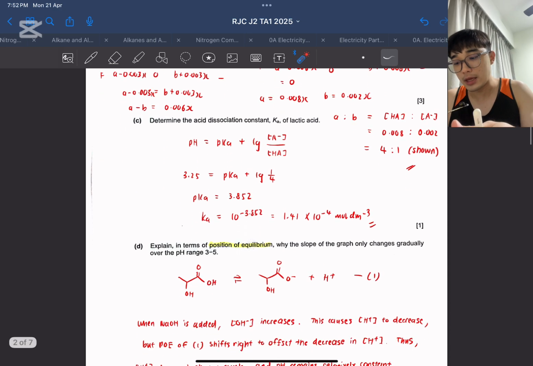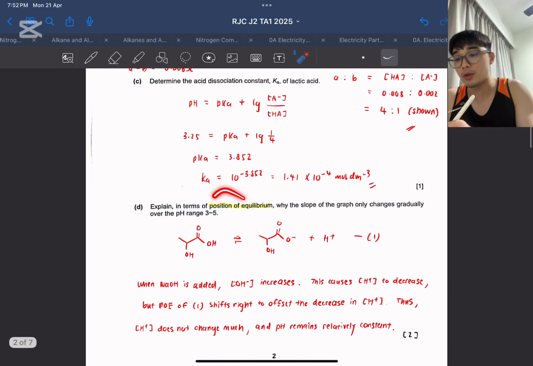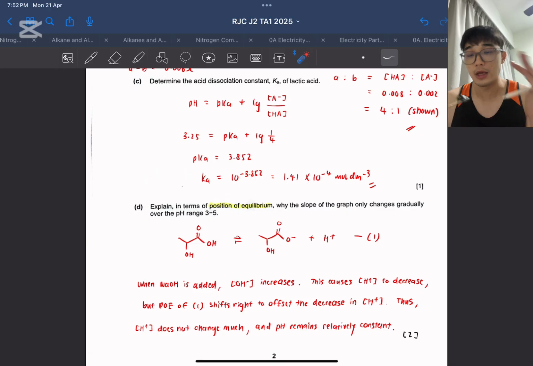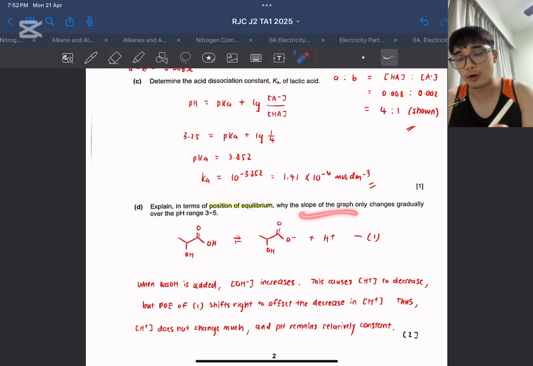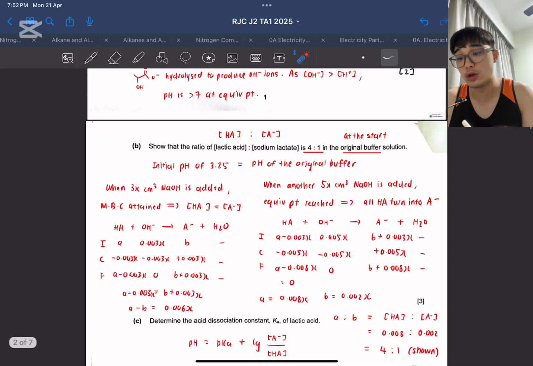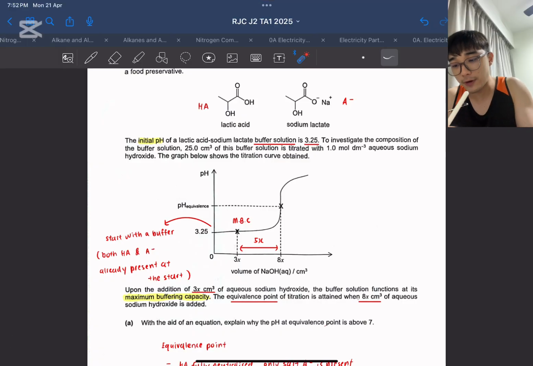Right, go over to part D, explain in terms of POE. So you need to mention POE shift to the left or right in your answer. Explain why the slope of the graph only changes gradually over pH 3 to 5. Go back to the graph. 3 to 5 is somewhere here.